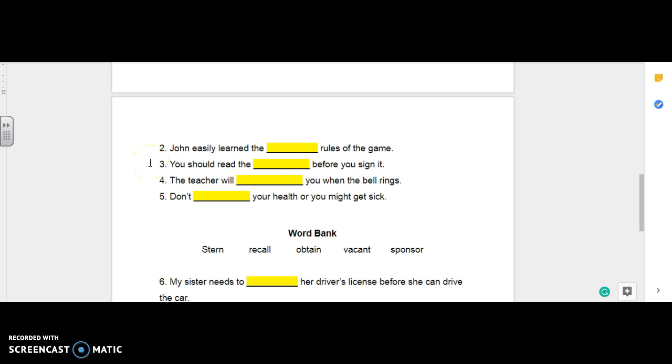3. You should read the blank before you sign it. 4. The teacher will blank you when the bell rings. 5. Don't blank your health or you might get sick.